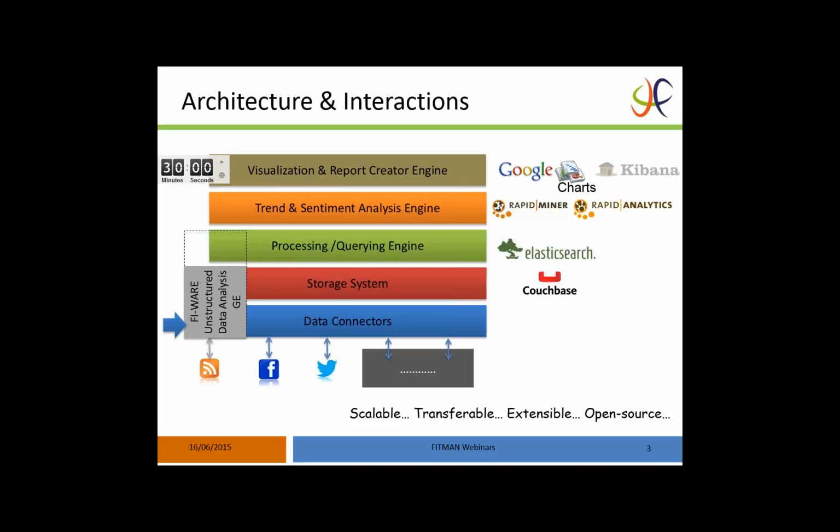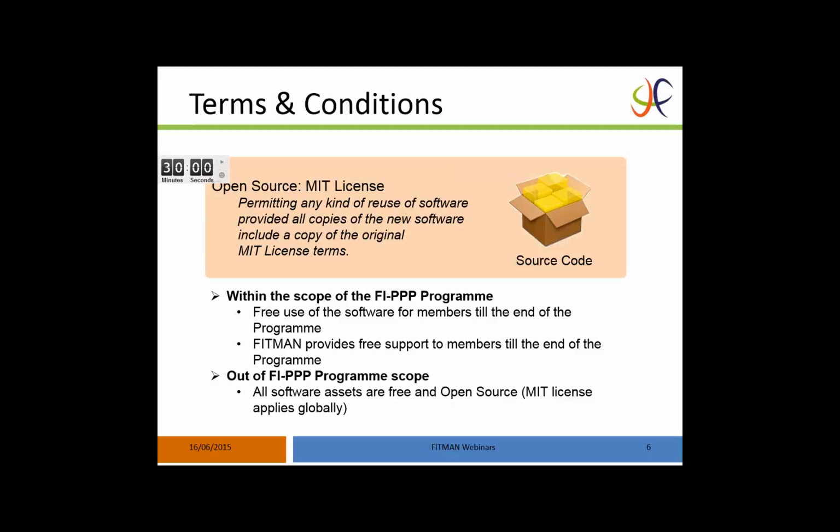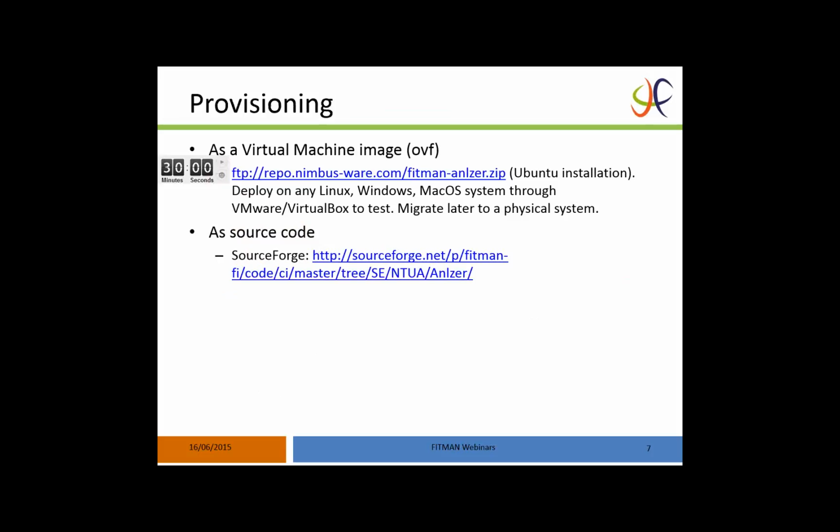All the components we have selected and the versions that you will find in the FITMAN catalog are open source, and this has allowed us to provide a specific enabler that is also open source, scalable and extensible. As I already mentioned, it is open source. The source code is distributed under the MIT license. During the FIPPP program and in general afterwards, it is free to utilize it. During the FIPPP program, we also offer free support to any developer that wants to experiment with or utilize our specific enabler. And this is why we're here today, to provide you a webinar on how to utilize it.